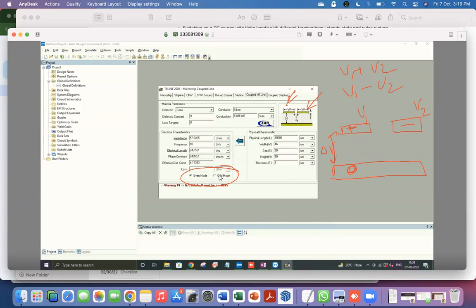So in general, if you have an arbitrary excitation, then you have both even and odd modes, and they will stay how they are. But for example, if you only excited one of the signals and not the other, then after some distance, the second conductor will also develop a potential difference.